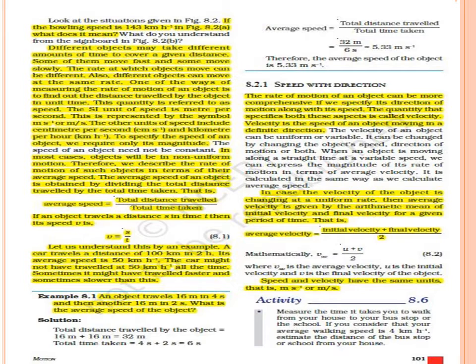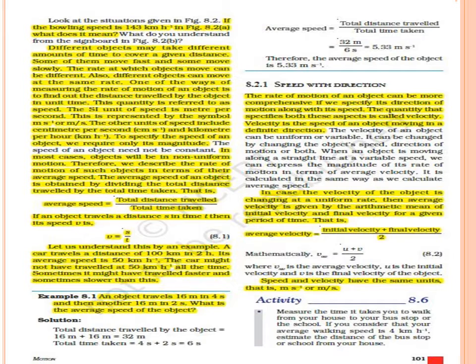Now another important definition is speed with direction. It has a name. When we add the direction to speed, then this quantity becomes a vector quantity, and this quantity is now named velocity. So it has been written here that the rate of motion of an object can be more comprehensive, that is, it can give more and more details if we specify its direction of motion along with its speed. The quantity that specifies both these aspects is called velocity. Velocity is the speed of an object moving in a definite direction.